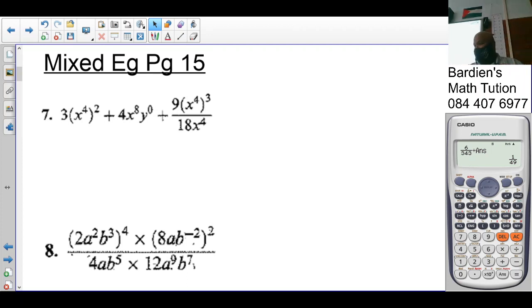Do you first do the 3 times the x or do the exponent? You always do the exponent first. From the bracket, you always do the exponents first.